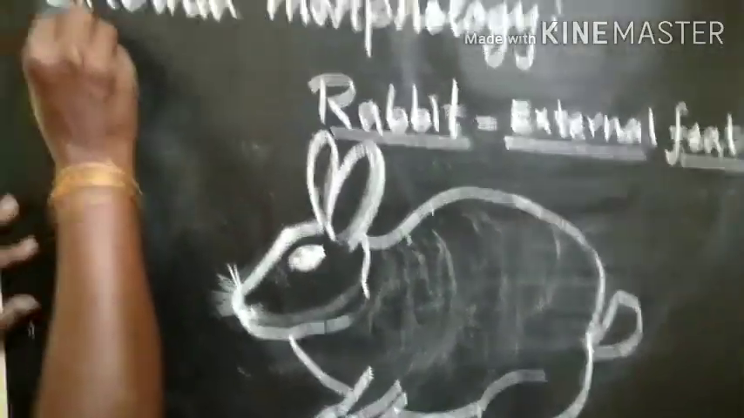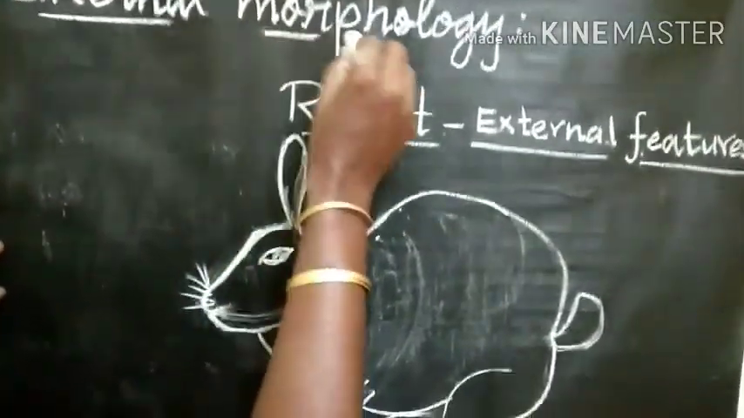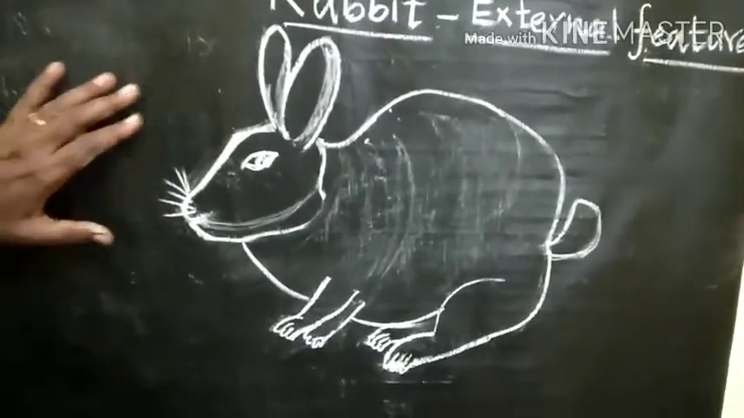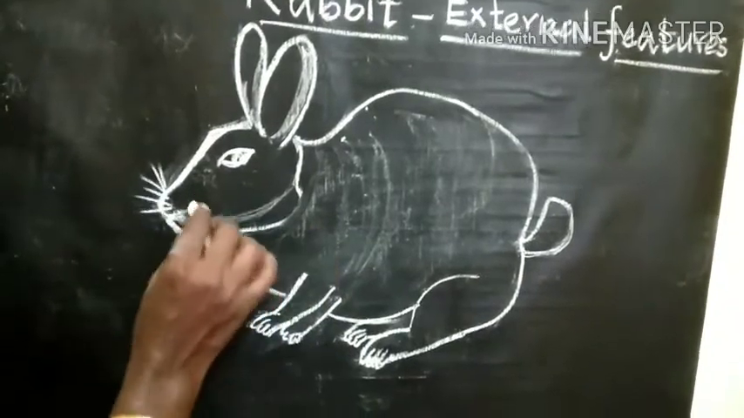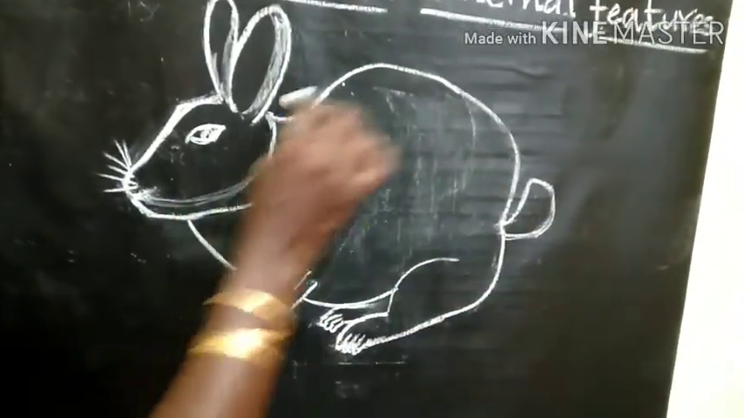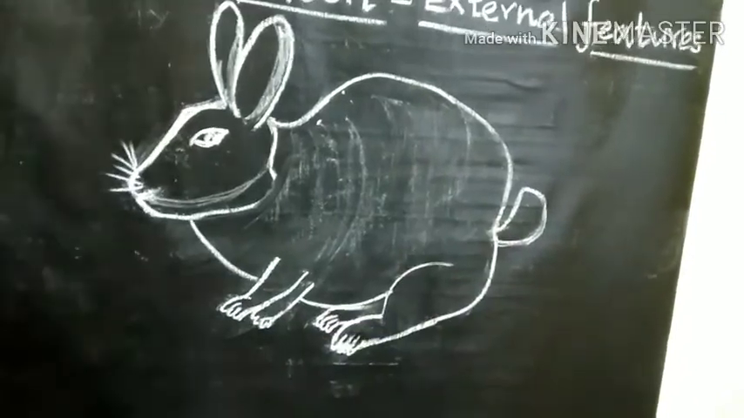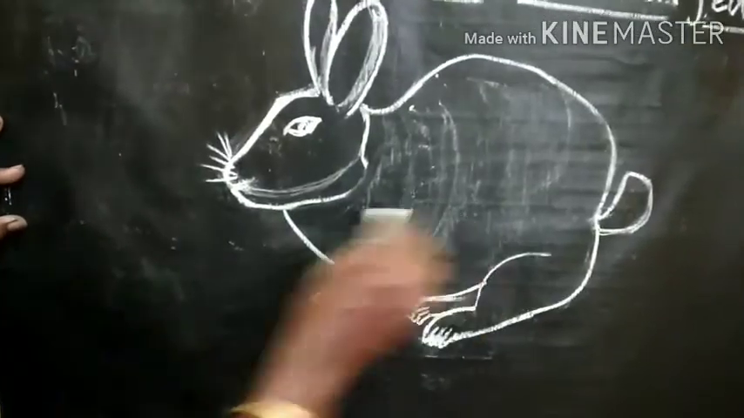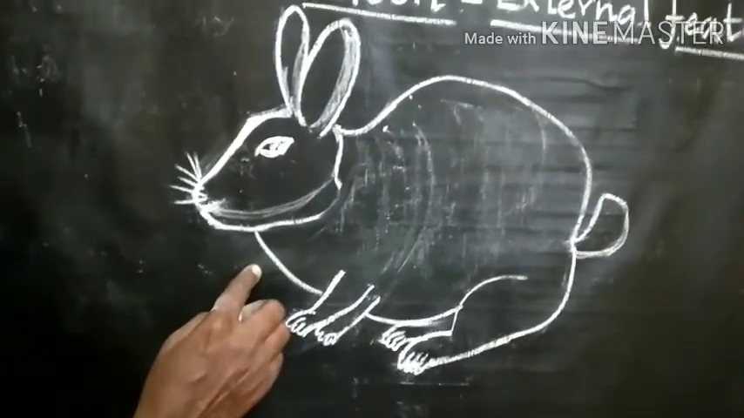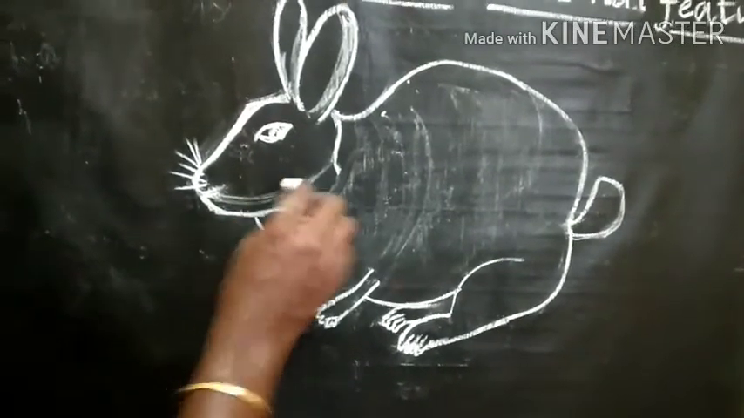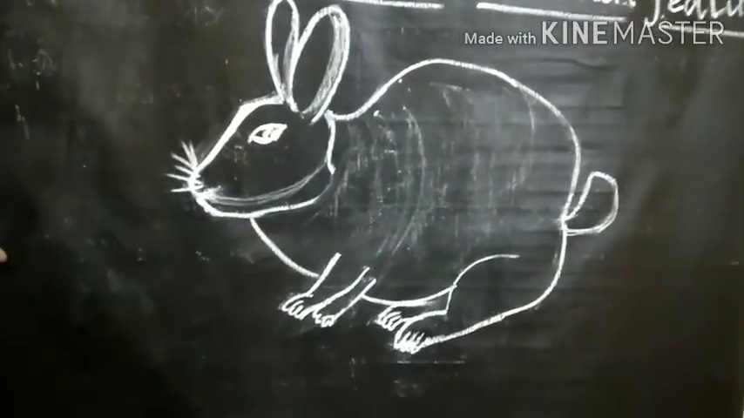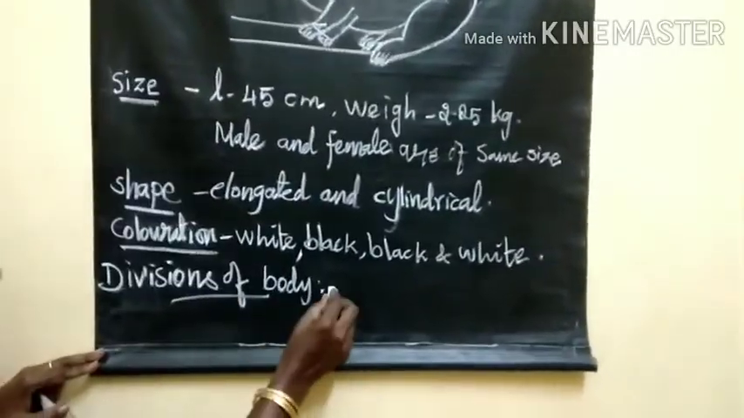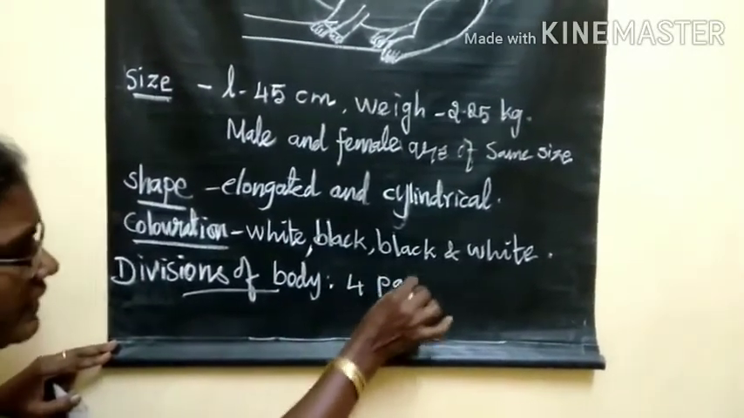Next, we are going to learn about the external morphology of rabbits. The body of the rabbit is spherical and elongated. They can grow up to a length of 45 centimeter and weigh about 2.25 kg. The body is divided into 4 parts.